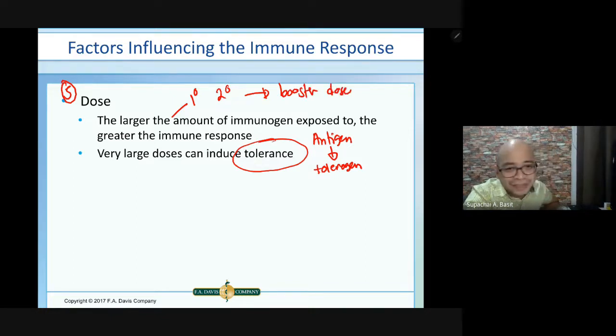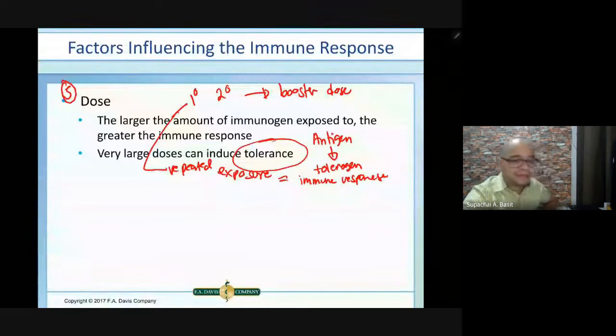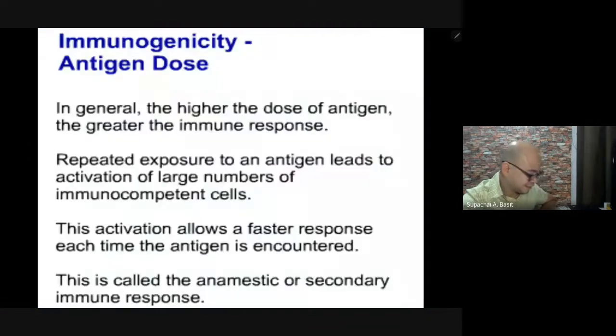What is the reason for that? The reason for this is there is a repeated exposure. Okay, so if there is a repeated exposure, then there would be a very good immune response. Okay, so if you receive first dose, then you should strive to get the second dose and even the booster dose. So in general, the higher the dose of antigen, the greater the immune response. So this is what I've been telling you.